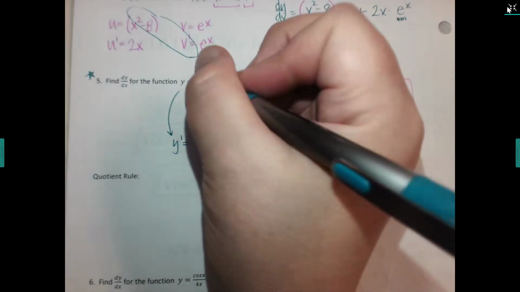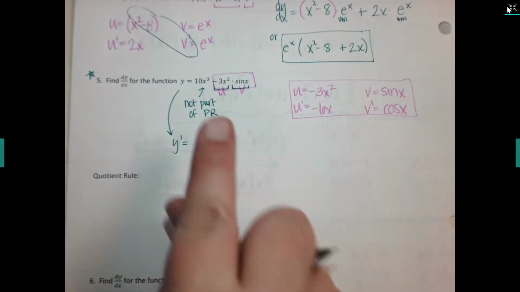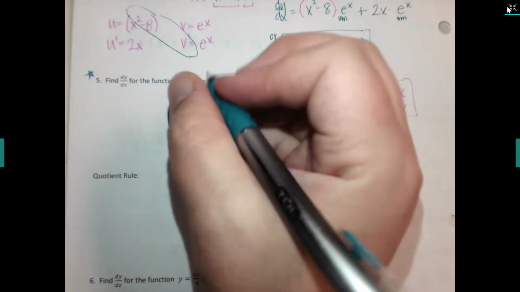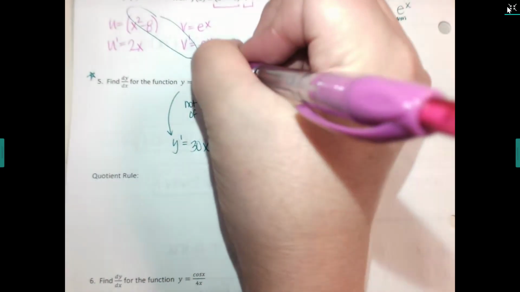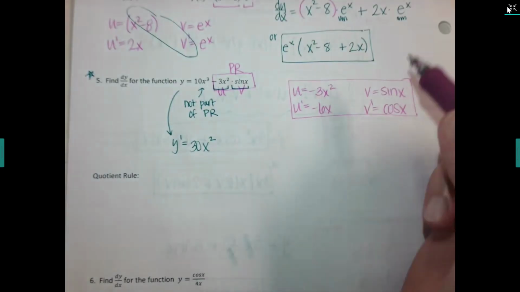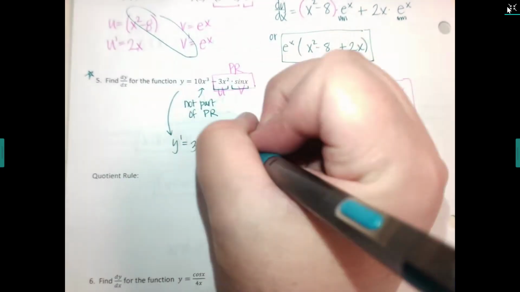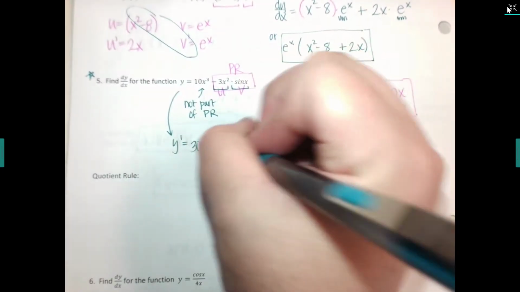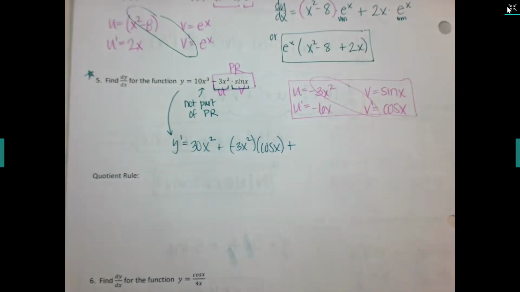Okay, and then you would take the derivative of 10x^3. What would it be? It's just a regular derivative, 10x^3, 30x squared. And then I get to the product rule part, and I do diagonal plus diagonal. So I'm going to do this one first. It'd be a negative 3x squared cosine x, plus a negative 6x sine x.